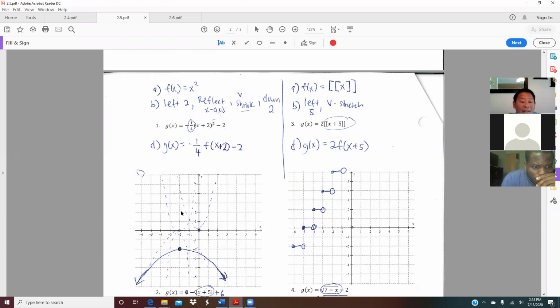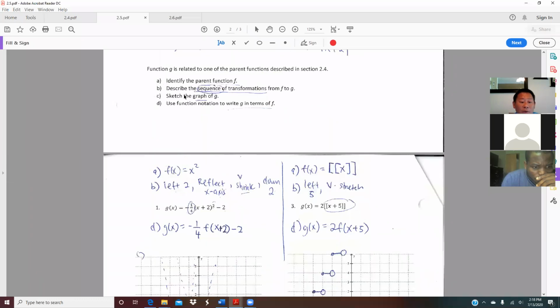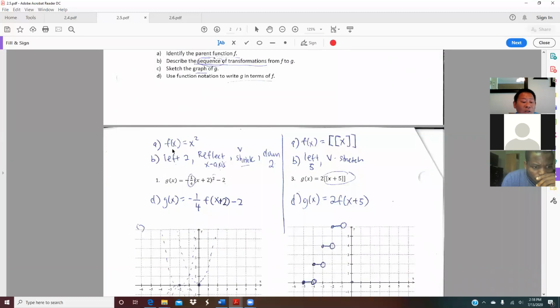So this is the graph of the function for question 1. And then the last part, this is part C, and you have to sketch a graph. Part D is write g in terms of f. So f of x is x squared. What you do is you take all this and change it to become f of x. So you have a -1/4 here. You have a -2, which is exactly the same. Because of the square here, the square will change to become f of x. And the reason why you have a +2 inside is because of this +2.